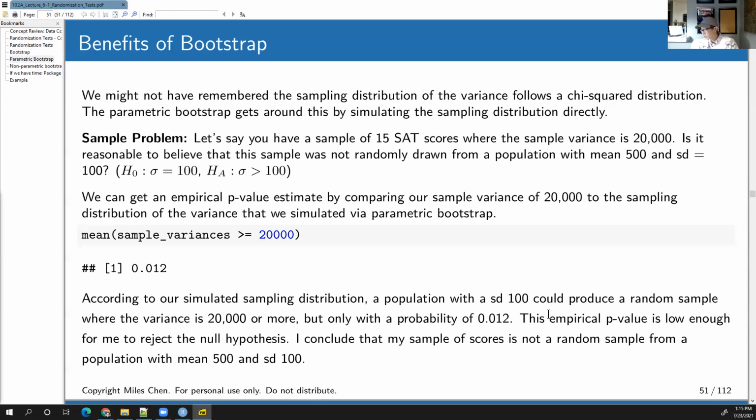So we're going to say this estimated p-value, this empirical p-value, is low enough for me to reject the null hypothesis. And so we conclude that my sample of scores is not a random sample from a population where the mean is 500 and standard deviation is 100. Is that okay? Does that make sense as far as using the parametric bootstrap to answer questions?